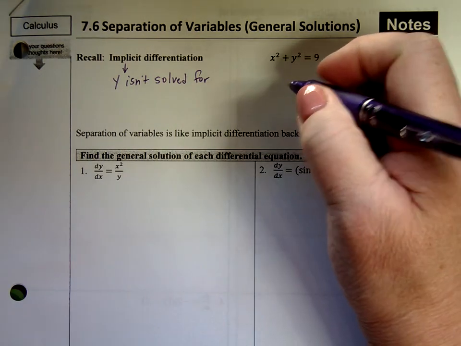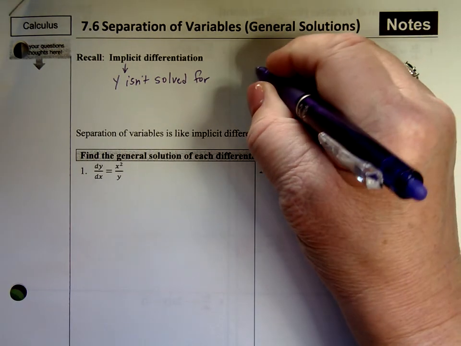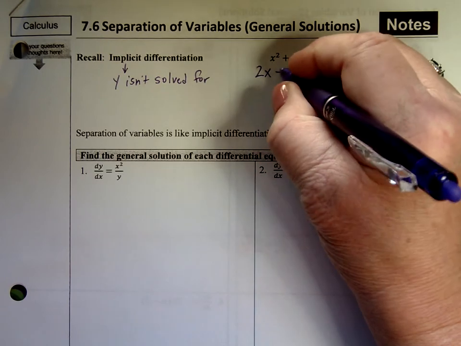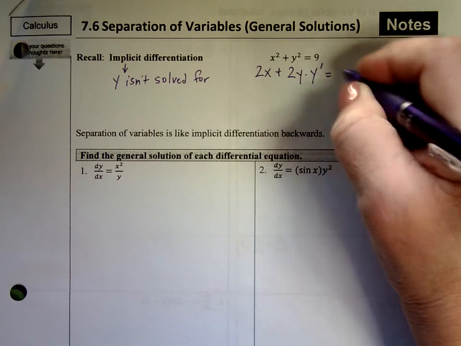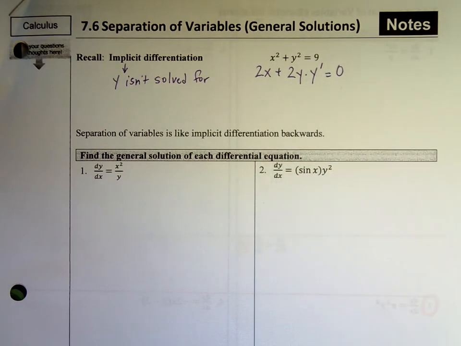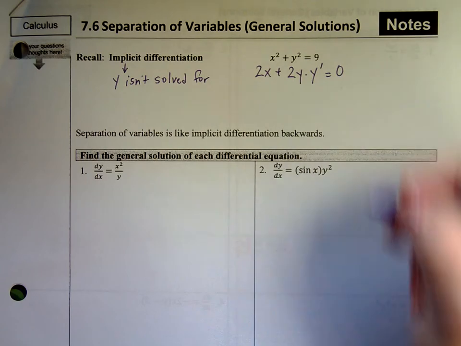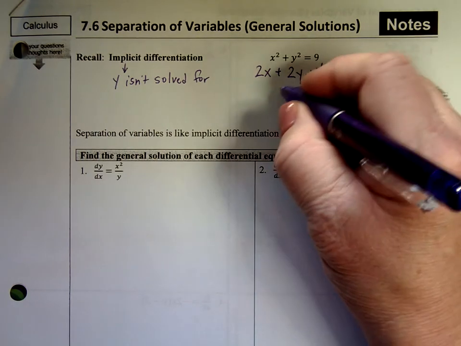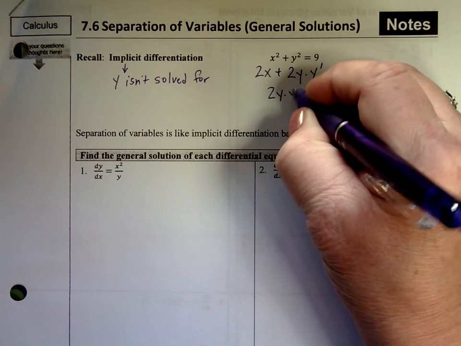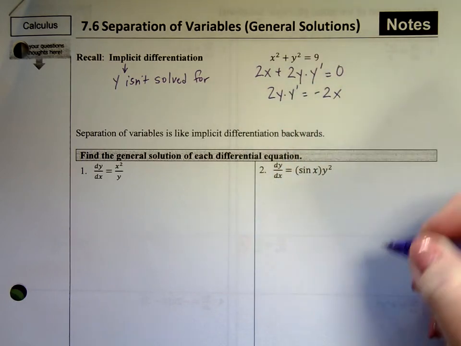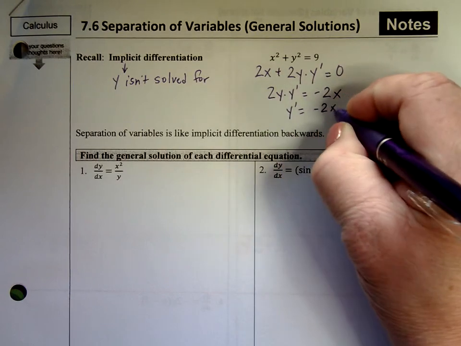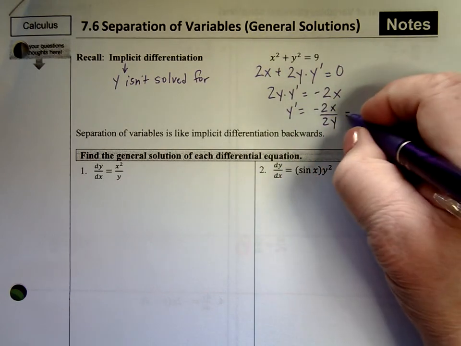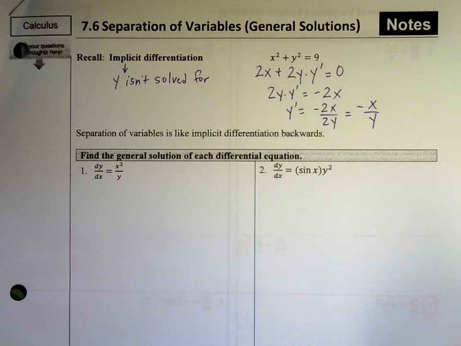If I were to take the derivative of this, remember how that works? It's 2x plus 2y, but you took the derivative of a y, so y prime, equals the derivative of 9, which is 0. If I solve that for y prime, I have 2y times y prime equals negative 2x, which comes to the other side. Divide by 2y, y prime equals negative 2x over 2y. The 2's cancel, and I get negative x over y. That's what the derivative would look like.